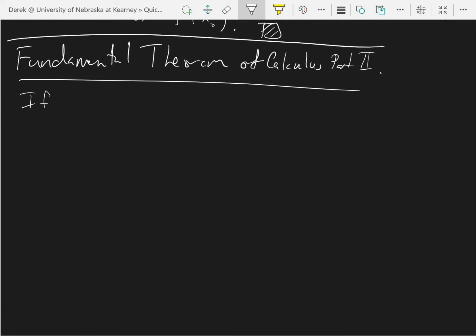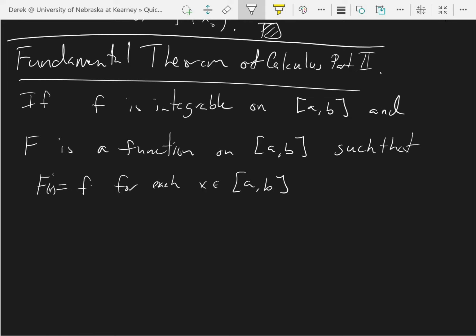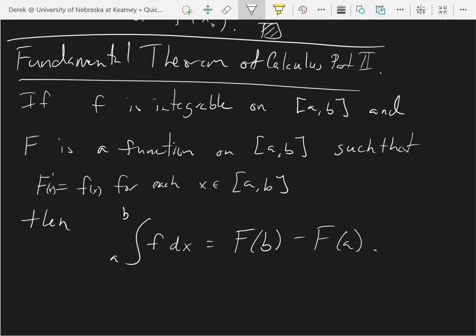So if little f is integrable on the interval from a to b, and capital F is a function on [a, b] such that F prime is equal to little f for each x in (a, b), then the integral from a to b of little f dx is equal to F at b minus F at a. Okay, so that's the fundamental theorem part 2.